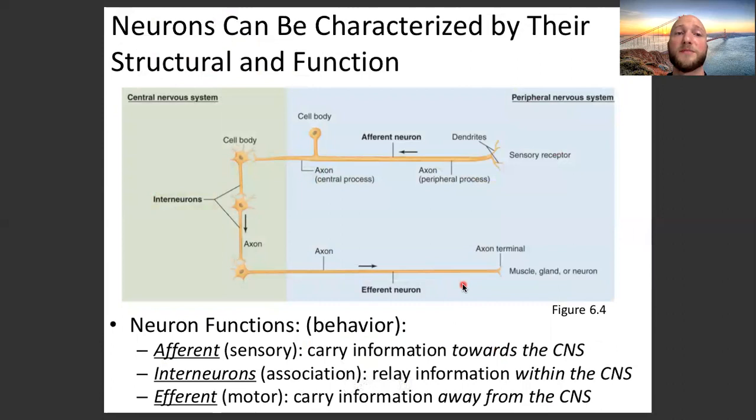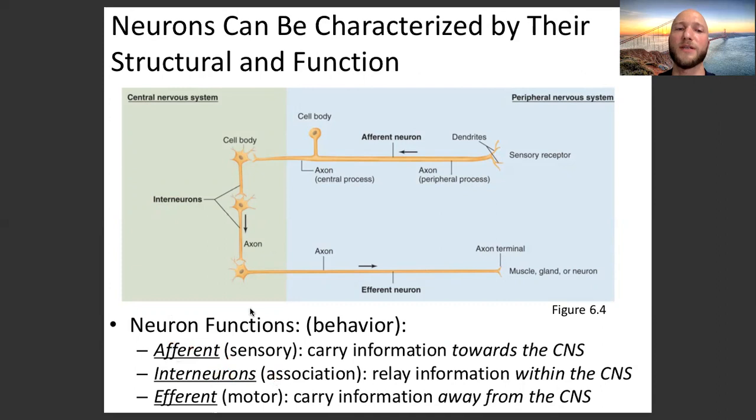Neurons can be characterized by structure and function. So different ways of classification. On the first day of class, we talked about functional and structural names for different organ systems. So right here, we have functional names for different neurons. So afferent. Afferent is sensory. It carries information towards the central nervous system. So any sensory nerve, any nerve that carries sensory information to the central nervous system, afferent, functional name.